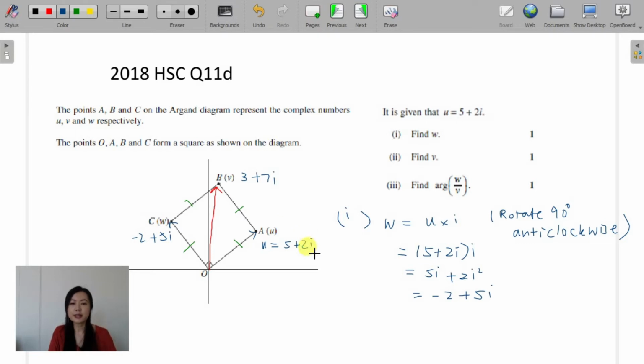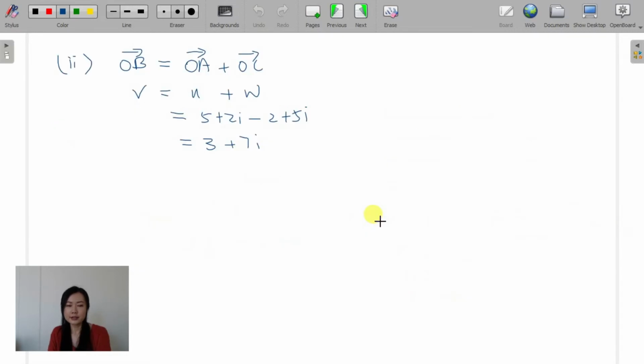There we go, that's a bit better. Now, I think 1 and 2 are fairly simple, very straightforward. The third one, argument of W on V, I think that can trip up a lot of people, especially if you don't have a good enough understanding around how modal form actually works. So let's discuss this a little bit first before we dive in.